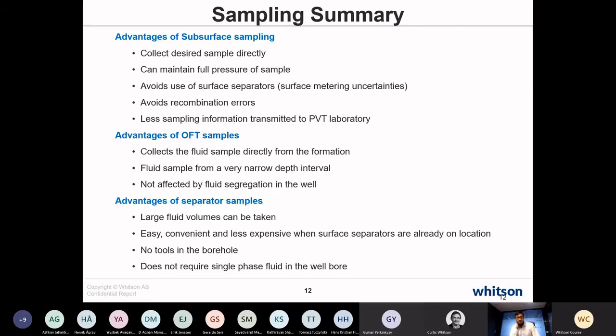The separator samples' advantage is that you collect large volumes of samples, and you can collect as many as you want. It's very easy, convenient, and usually less expensive compared to the subsurface sampling and open hole formation testing samples. You don't need to run any tools into the wellbore, and it's not a requirement that you flow a single phase fluid, because the fluid is eventually separating into two phases, separator oil and separator gas, and then you use them to reconstruct the well stream composition.